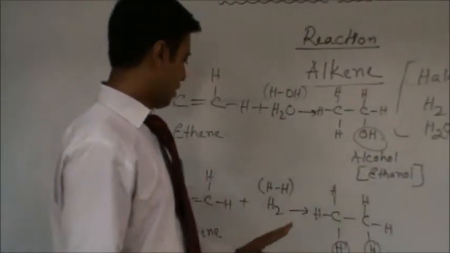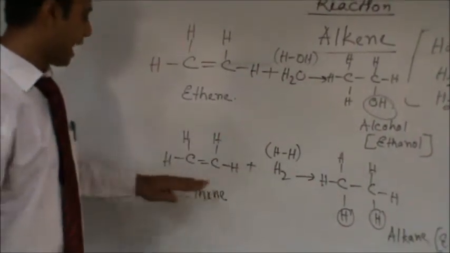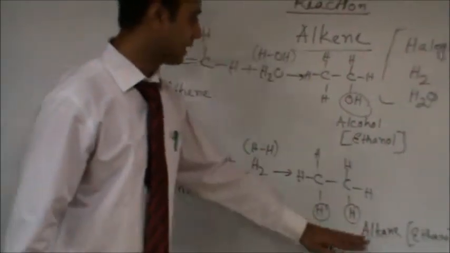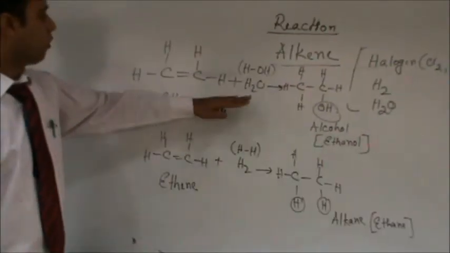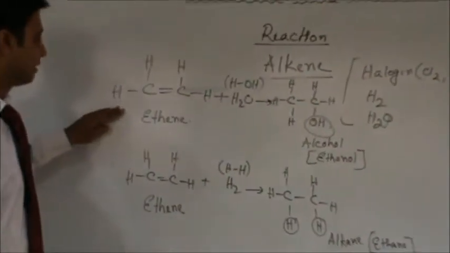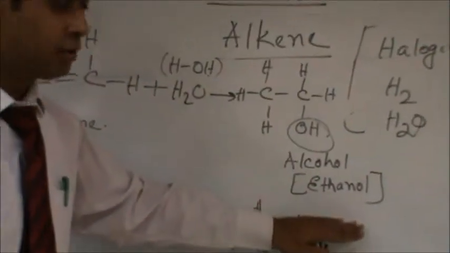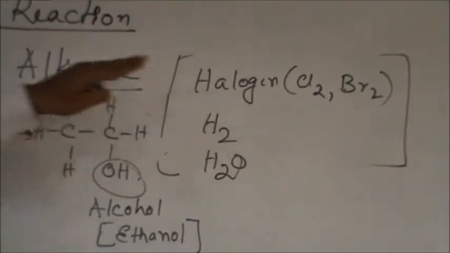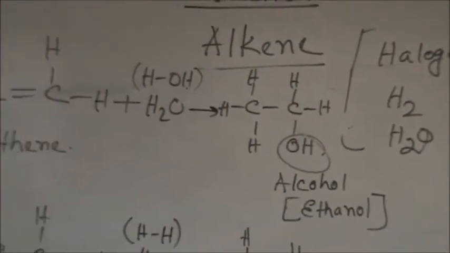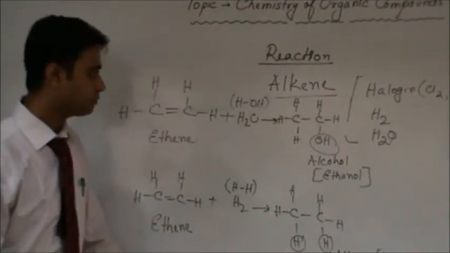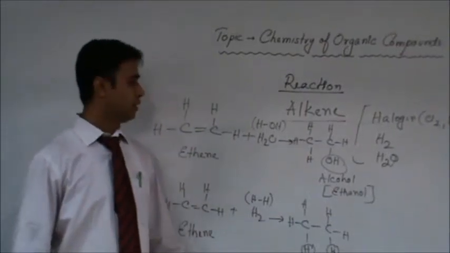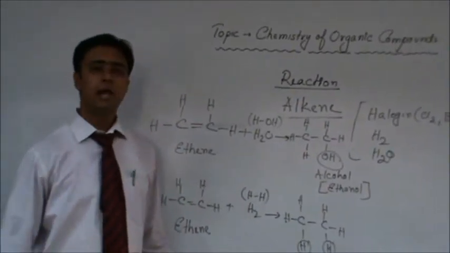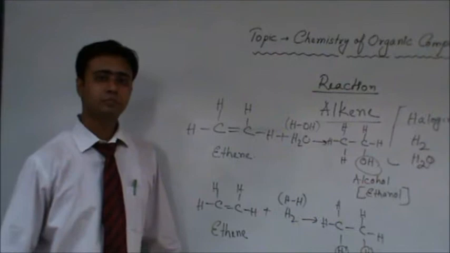When hydrogen is added to an alkene, it gives you an alkane, whereas when water is added to an alkene, it gives you an alcohol, whereas when you add a halogen to an alkene, it gives you a haloalkane. So we have covered the reactions involving alkanes and alkenes.